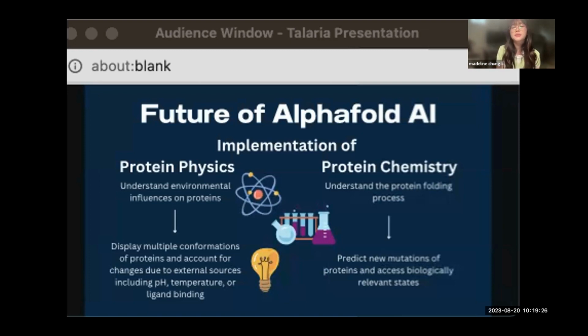Similarly, we can implement some data on protein chemistry to understand the basic protein folding process and therefore address the limitation of not being able to see new mutations. And we can access some more biologically relevant states to the scenarios that AlphaFold is being used in.